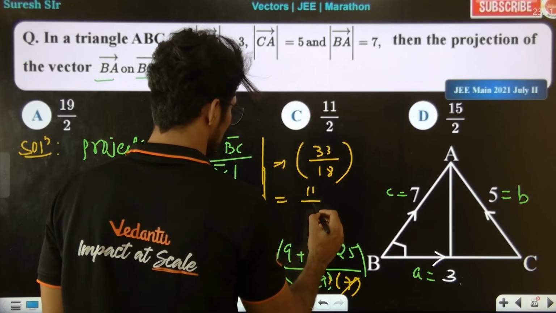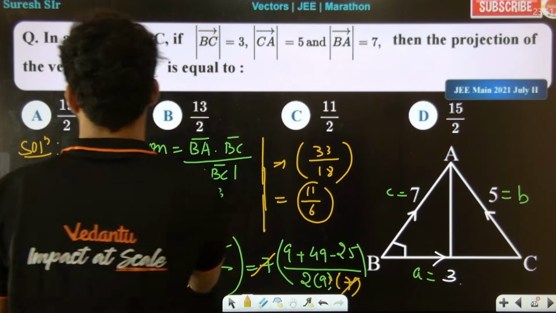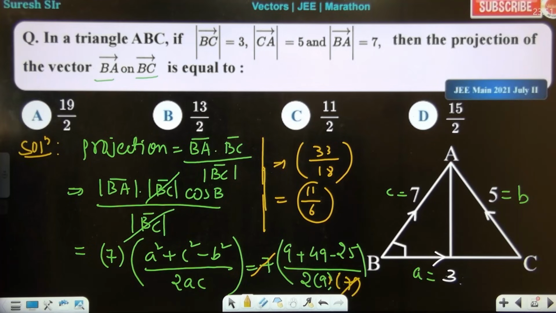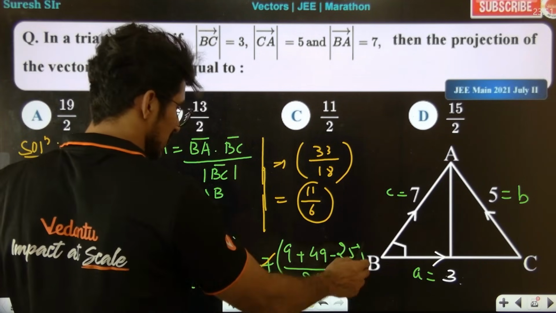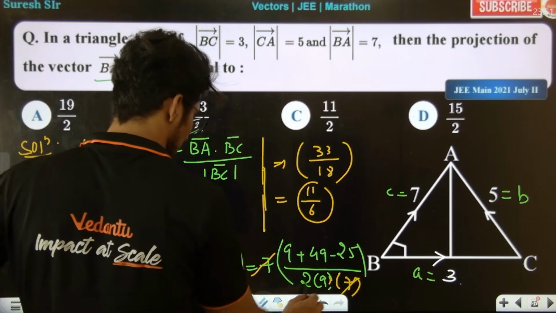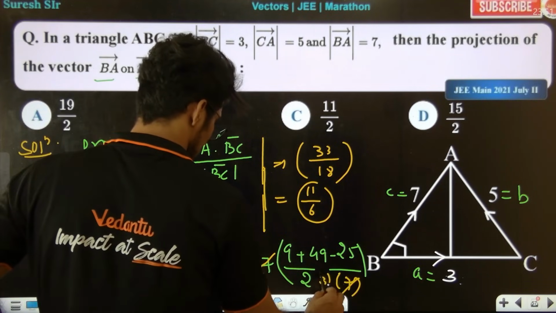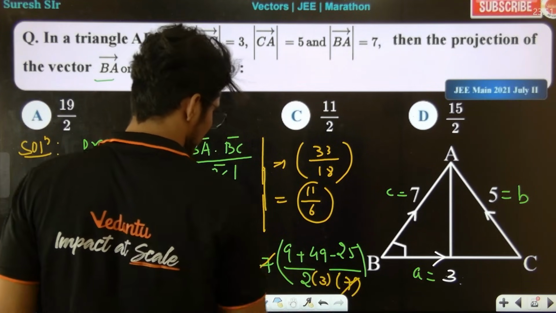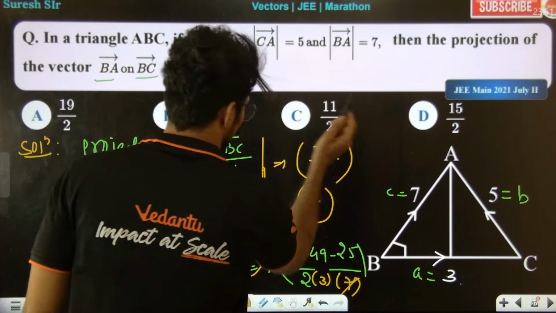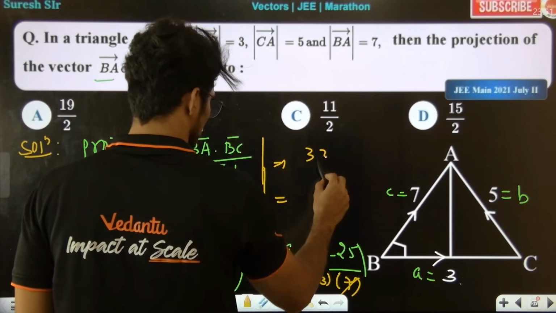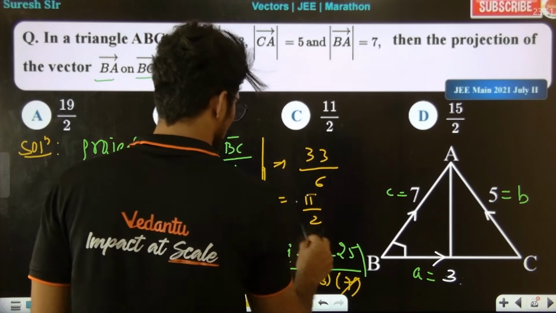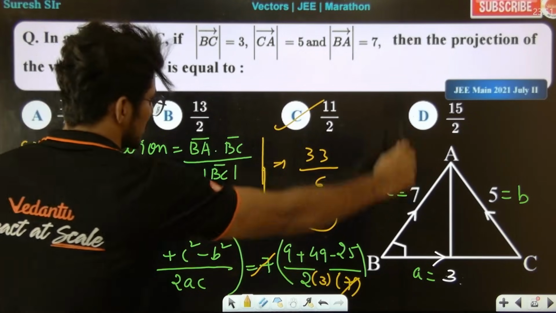3 11s by 3 6. 11 by 6 or 11 by 2. Tell me. 2 AC, C is 7, no? A is 3 here. So 3 and 7 cancel, sir. So 33 by 6. So 11 by 2. 11 by 2, option C. C is the right answer.